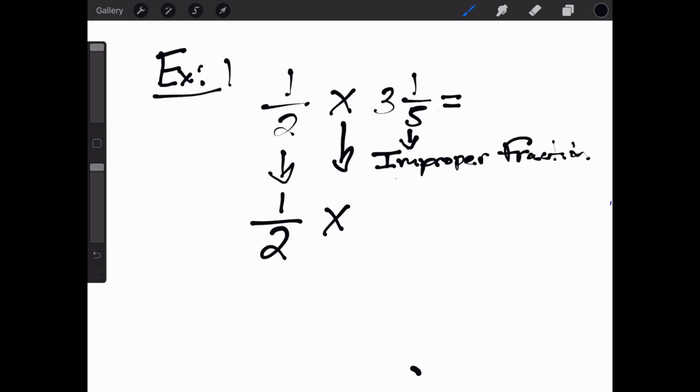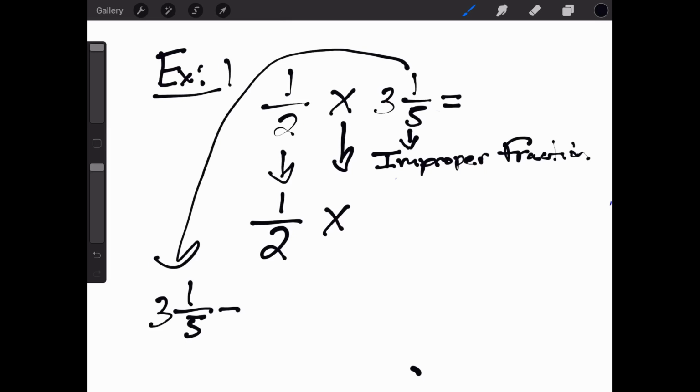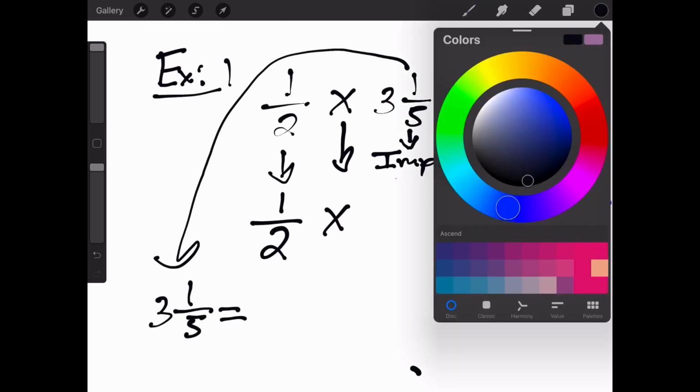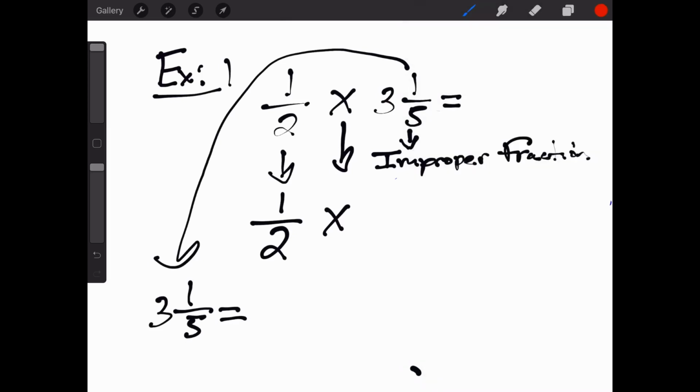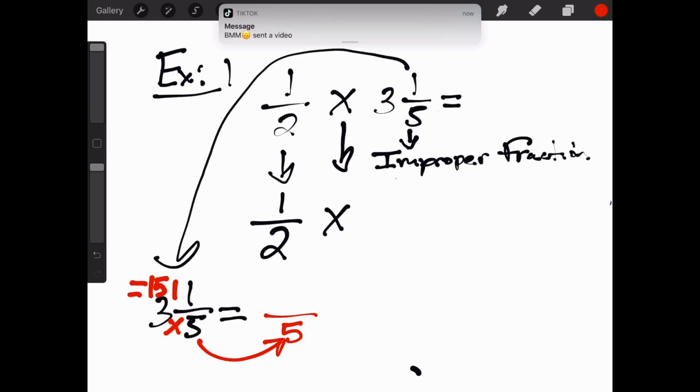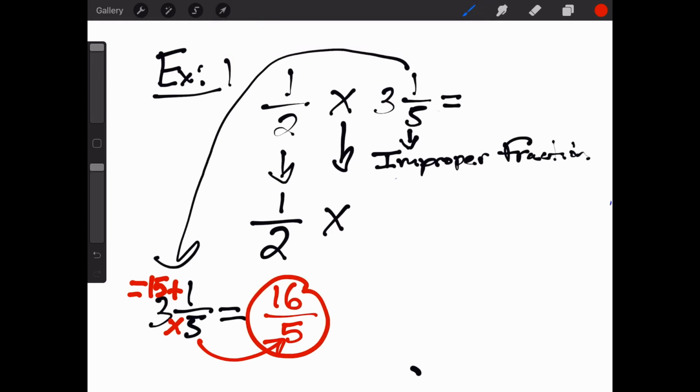So if you want to take it to the side and do it, you can. Sometimes people can do it mentally. So if I bring it down here, I'm going to draw an arrow. I'm going to do it down here. 3 1/5. I'll change colors. I'll do it in red. Denominator stays the same, 5. I'm going to multiply 5 times 3, which equals 15. And then I'm going to add 15 plus 1, which equals 16. So there is my new improper fraction that I need to multiply. I bring it down to 16 over 5.